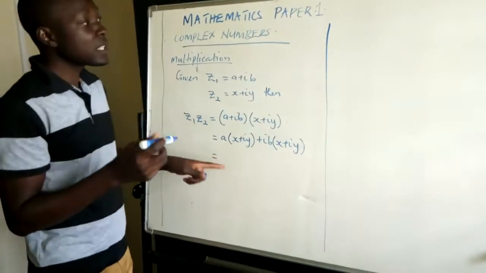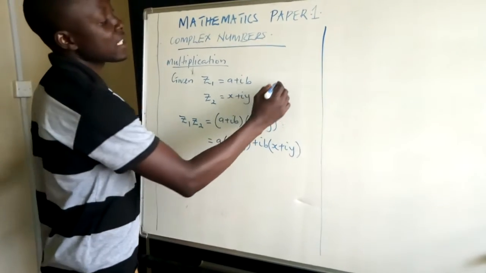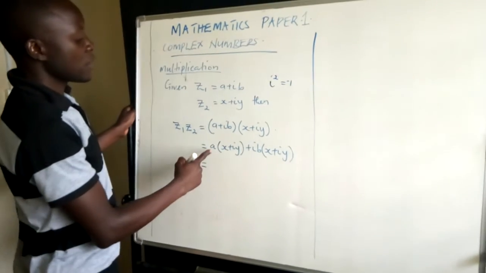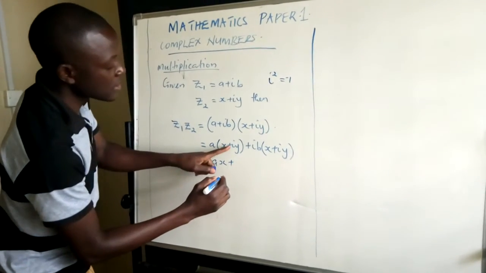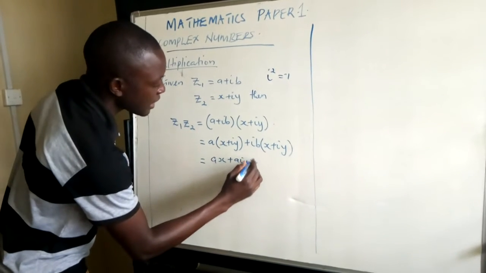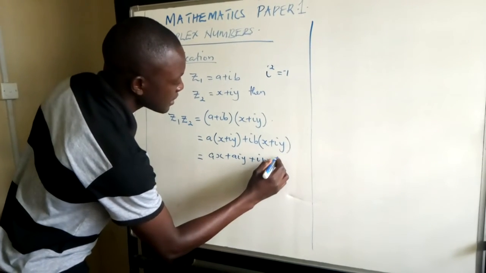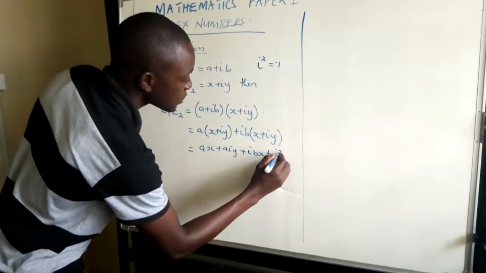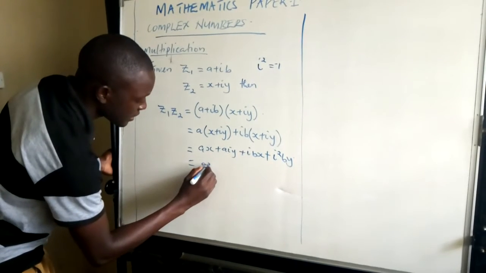But as we are opening the brackets, we should not forget the identity that says that i squared is -1. So when we open, we shall have ax plus a times iy, that is aiy, plus ib times x, that's ibx, plus ib times iy, this is going to be i squared by, and this will give us ax.